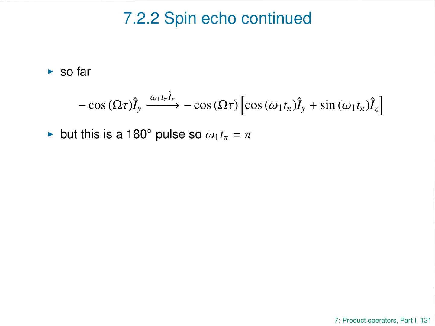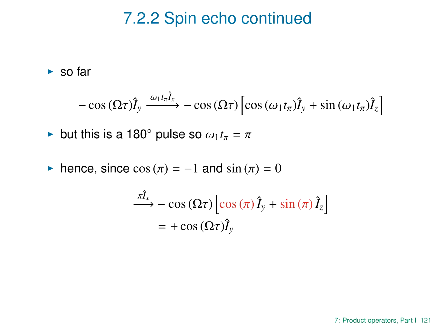But actually it's a bit simpler than this, because you remember that the flip angle of the pulse is going to be 180 degrees. So that means that omega 1 tau pi is going to be pi. So I can make that substitution. And of course cos pi is minus 1 and sine pi is 0. So the term in iz goes to 0 because it's multiplied by sine pi. And so all I'm left with is cos omega tau iy.